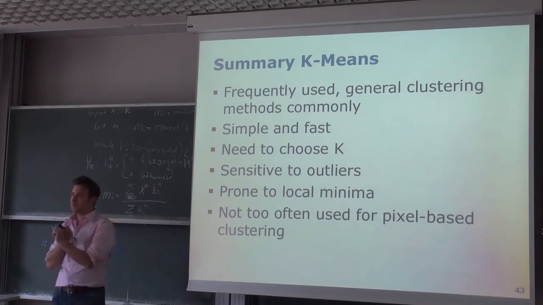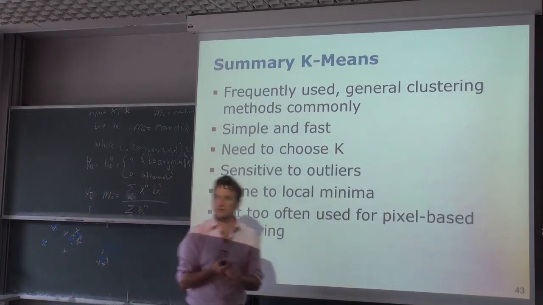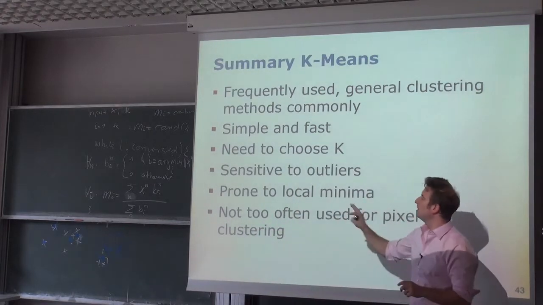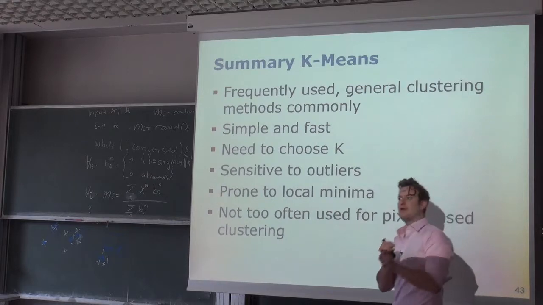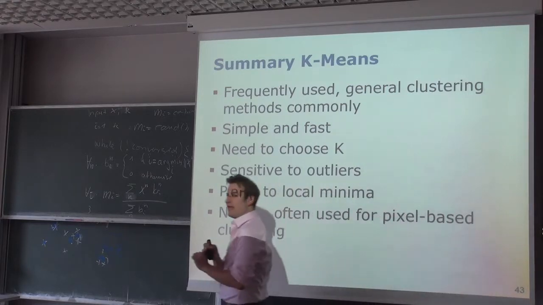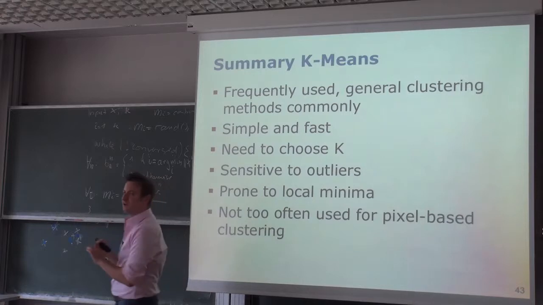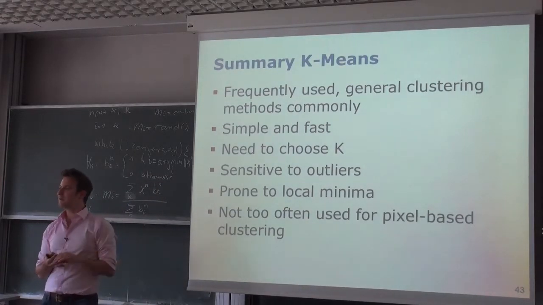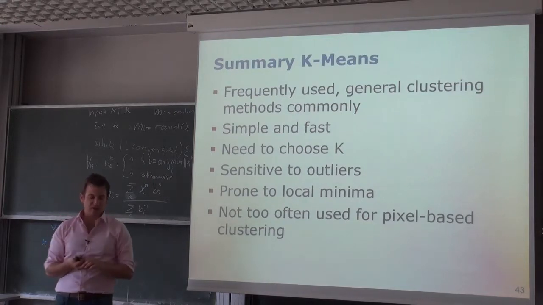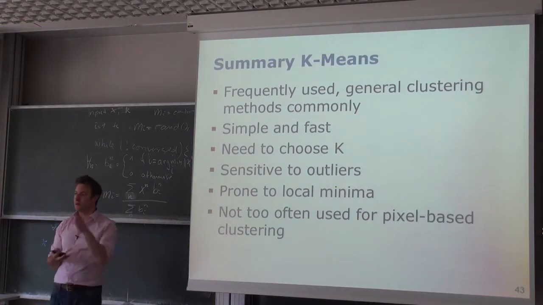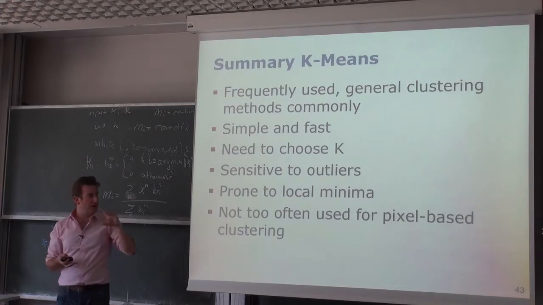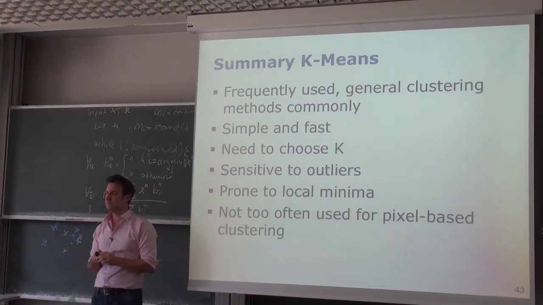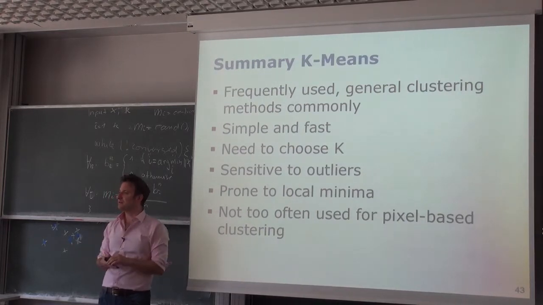So it's an easy to implement algorithm, although it has some corner cases, and to make it really fast you need to invest a little bit more brain power than what I've shown here. As long as we have a guess what k could be, and as long as we don't have too many outliers, it's actually a pretty good algorithm. That's also the reason why it's one of the standard algorithms for general clustering problems, although it's not often used for pixel-based clustering of images, because there are other algorithms which simply perform better.